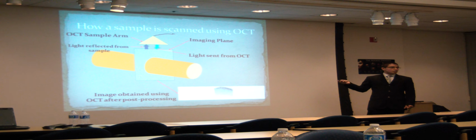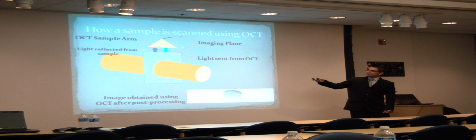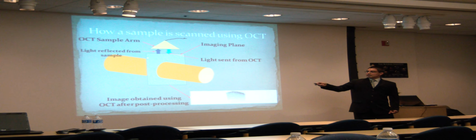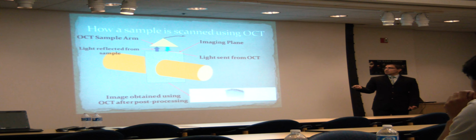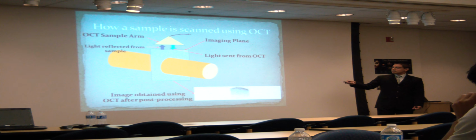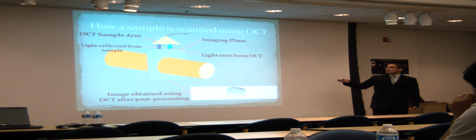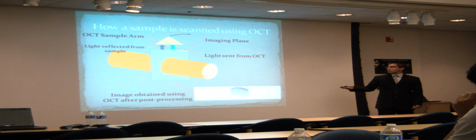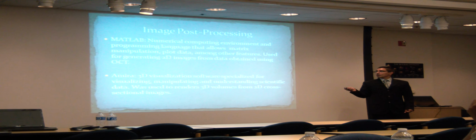The way OCT works when you're scanning a sample is that, this is the nerve, you have the OCT sample arm here, and you shine the packet of light onto it, and it only scans a certain cross-sectional area of it down to the axis. So through raster scanning, it scans in this direction, from left to right, and you get a depth perception image. Post-processing consists of using MATLAB and AMIRA.